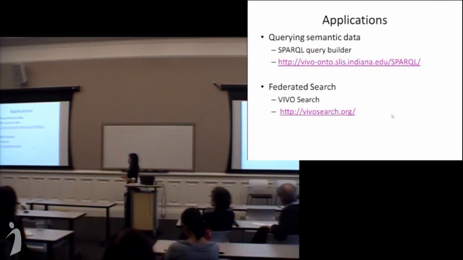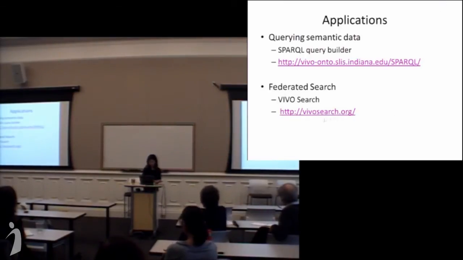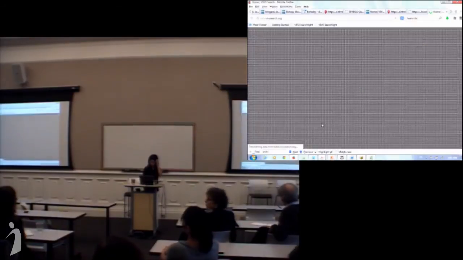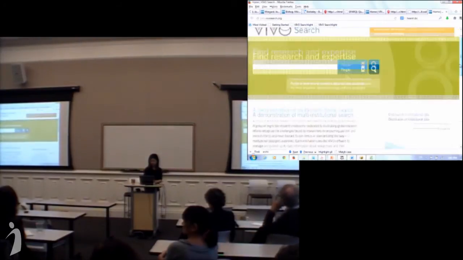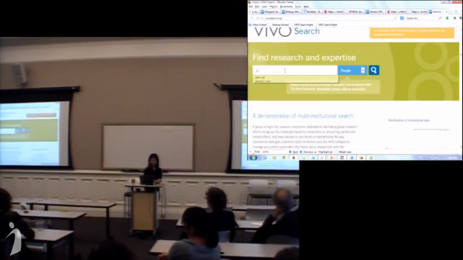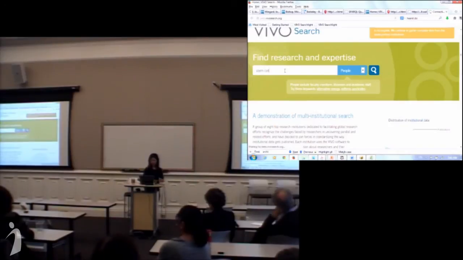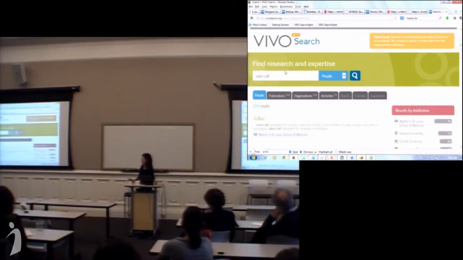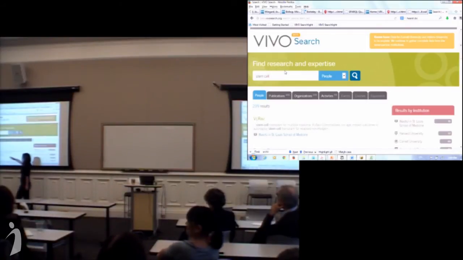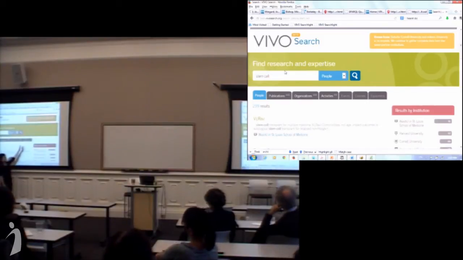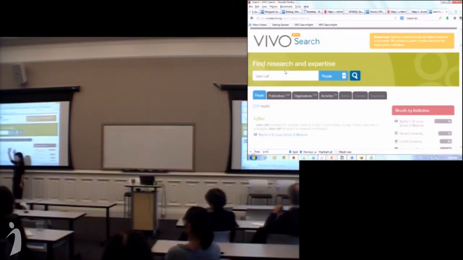And we also provide federated search. It's called VIVO search. So for instance, I want to find who is working on stem cell. You can see this as a faceted browser. We divide the results into different category facets, like people, publication, organization, activity, event, course, and equipment. These are all major classes in our ontology, so it's very easy to create facets here.